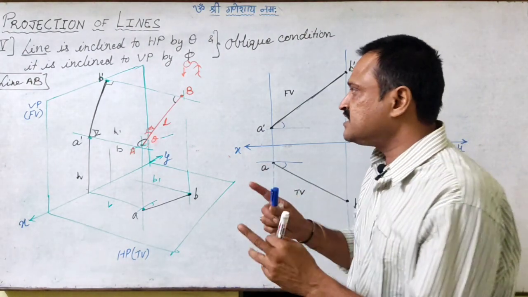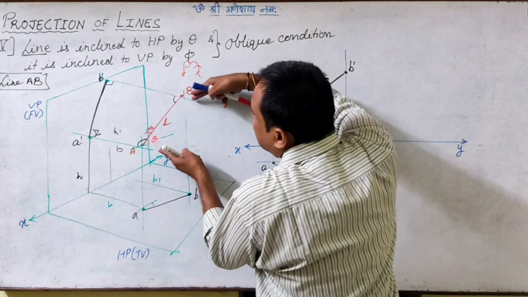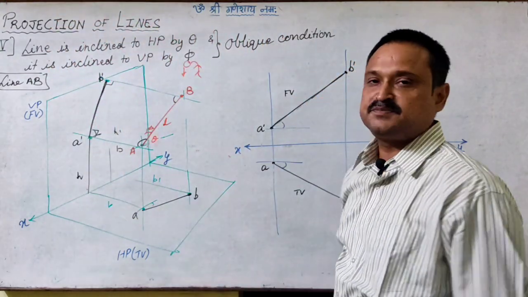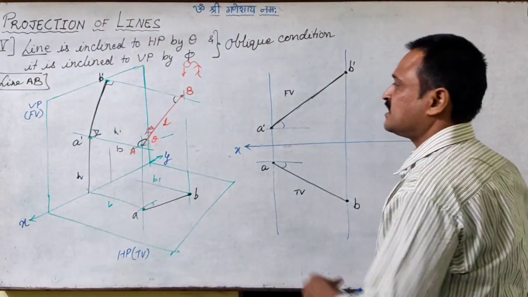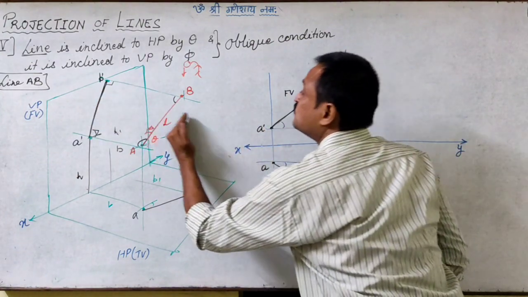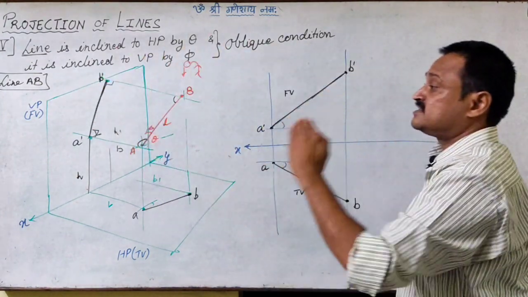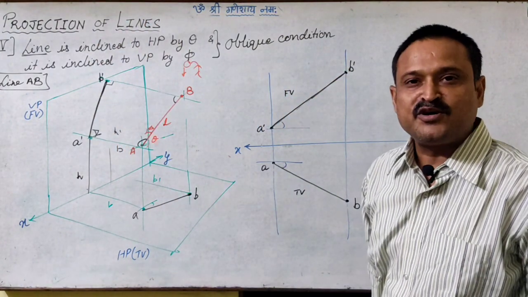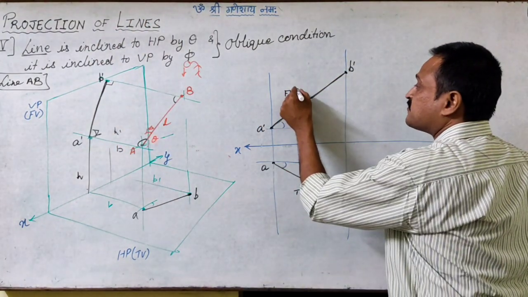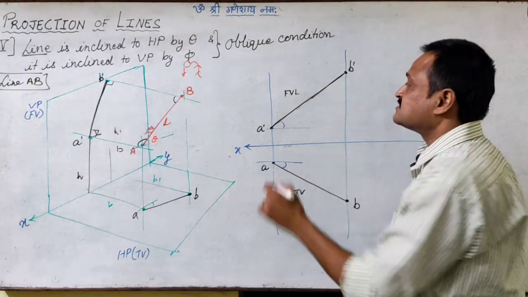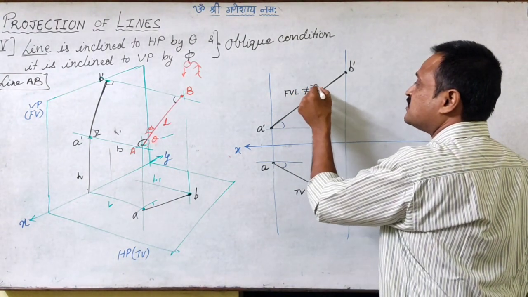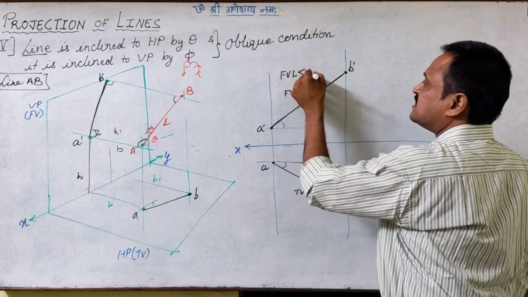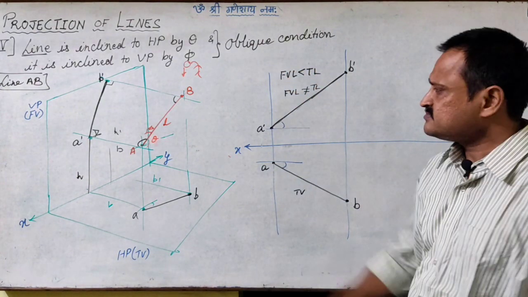Fine? If that is the case, it is not the true length L which is being projected on the front. So here the front view length is certainly not equal to the true length. Rather, the front view length will of course be less than the true length.